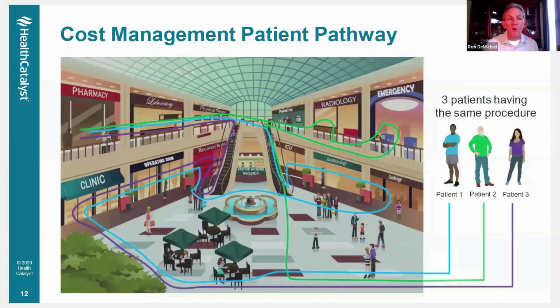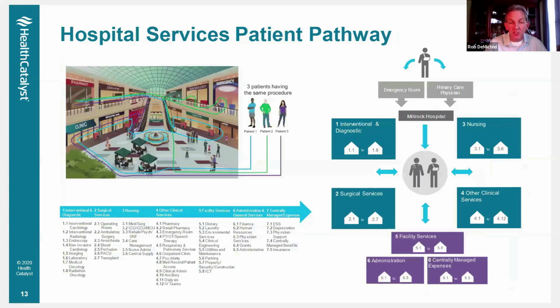So this is an example of what I call the patient mall. The point is that we can have 3 patients, or 3 physicians for that matter, that are having the same procedure done, and that same procedure is done with 3 very different pathways. They may utilize different indirect clinical areas, and they may consume things in those indirect clinical areas very differently. So significant physician variation from patient to patient for the same procedure.